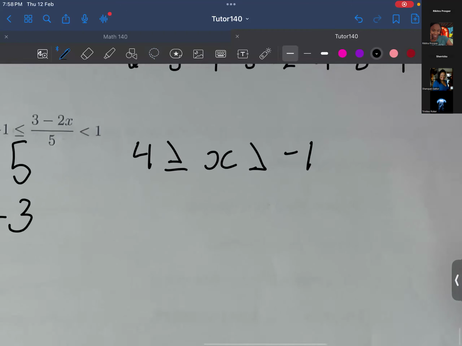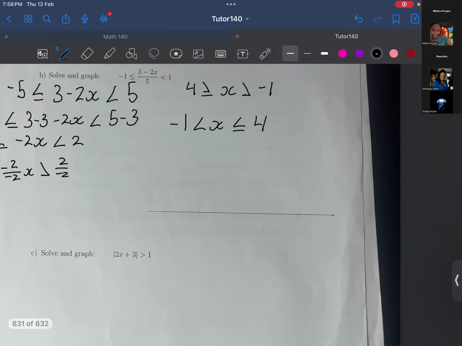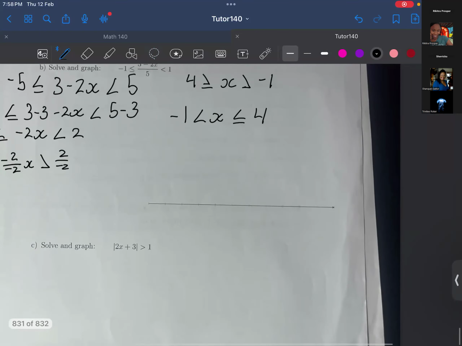So I'm just going to rewrite it so it makes sense. That's negative 1 is less than x is less than or equal to 4. So x is less than or equal to 4, but greater than negative 1. So I'm just going to put 4 here: 3, 2, 1, 0, negative 1. So make sure it's a closed circle at 4 because it's less than or equal to. There's a less than over here, so open circle. Make sure you put in the right circles and connect them.